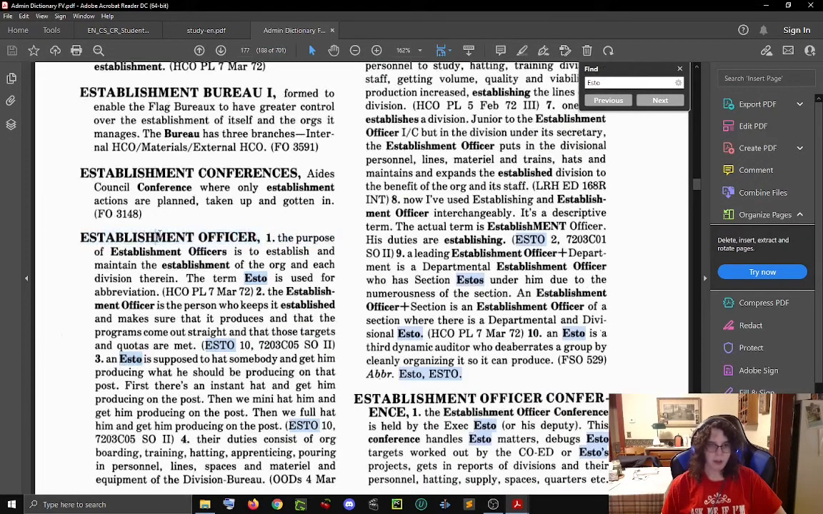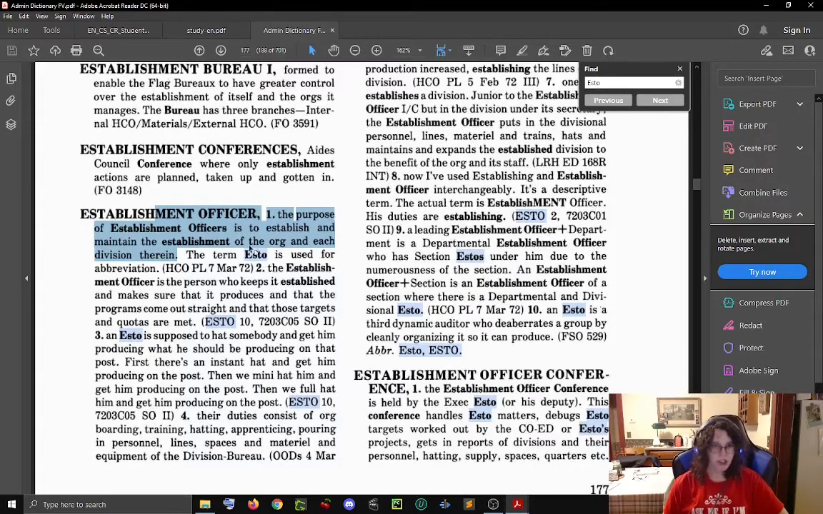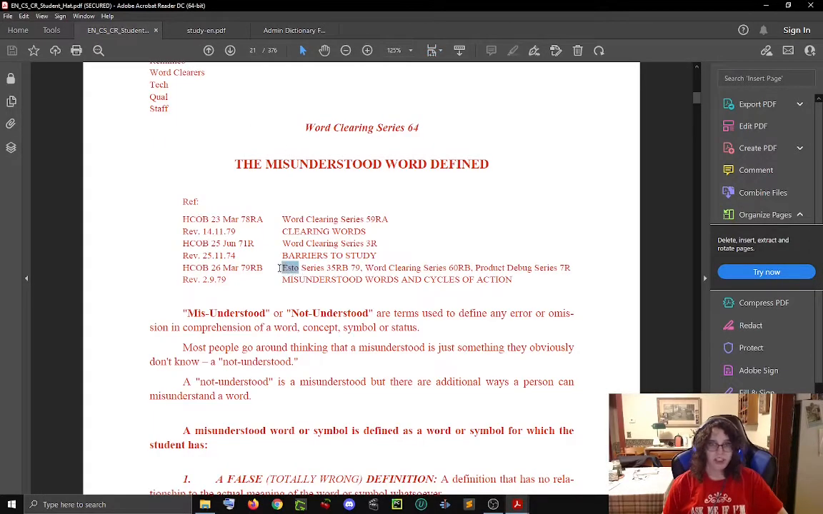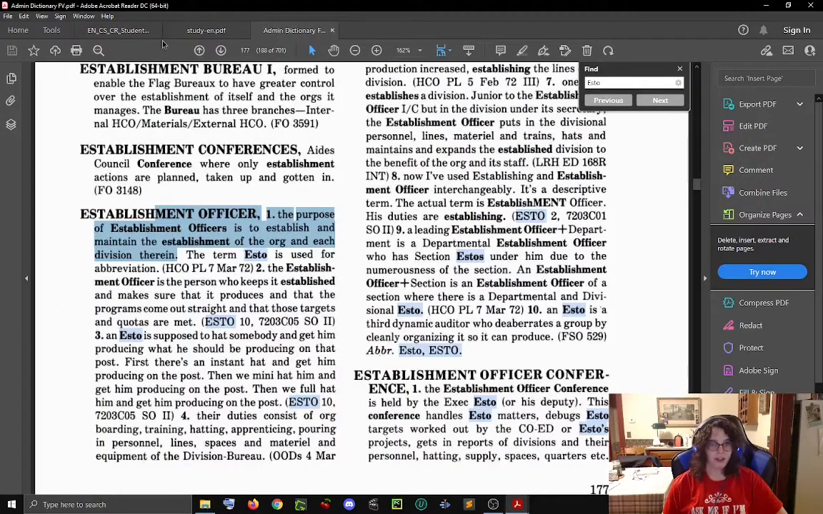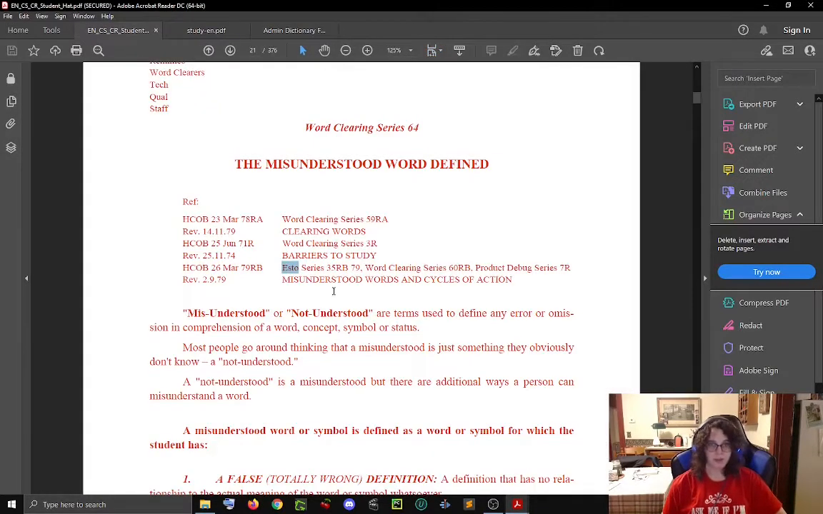Establishment Officer. The purpose of ESTOs is to establish and maintain the establishment of the org and each division therein. So it sounds like they kind of help to create the org and establish the divisions, obviously. And the term ESTO is used for this abbreviation. So it's from an establishment officer series.